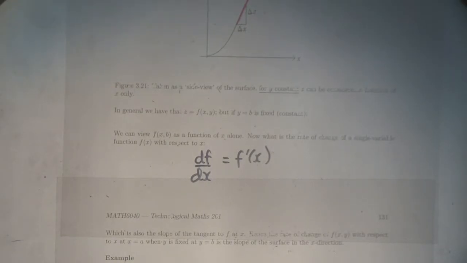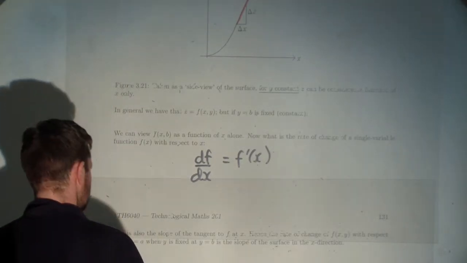Right, so what we're going to be doing is we're going to be looking at the derivative, or the slope, in the x direction and the slope in the y direction. But when we do it, when we're going in the x, y is constant, and when we're going in the y, x is constant. Okay, so we'll have a look at one of these.